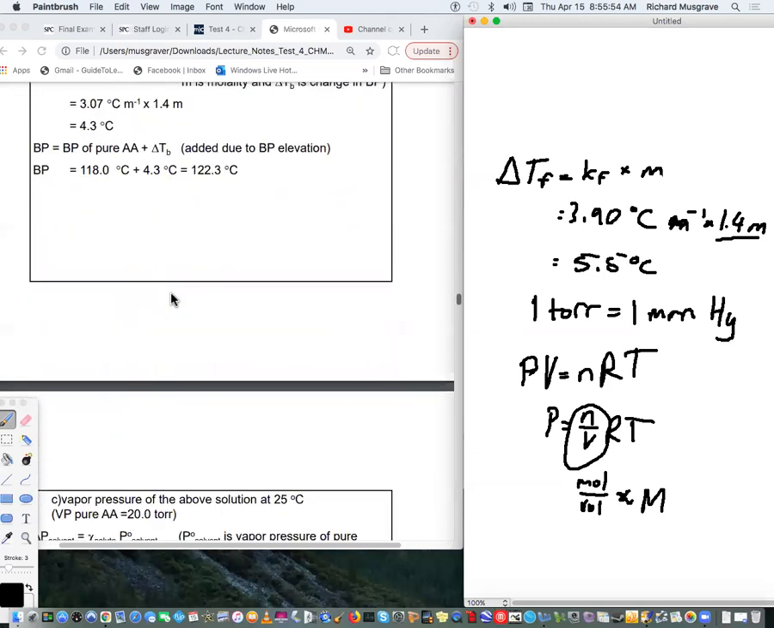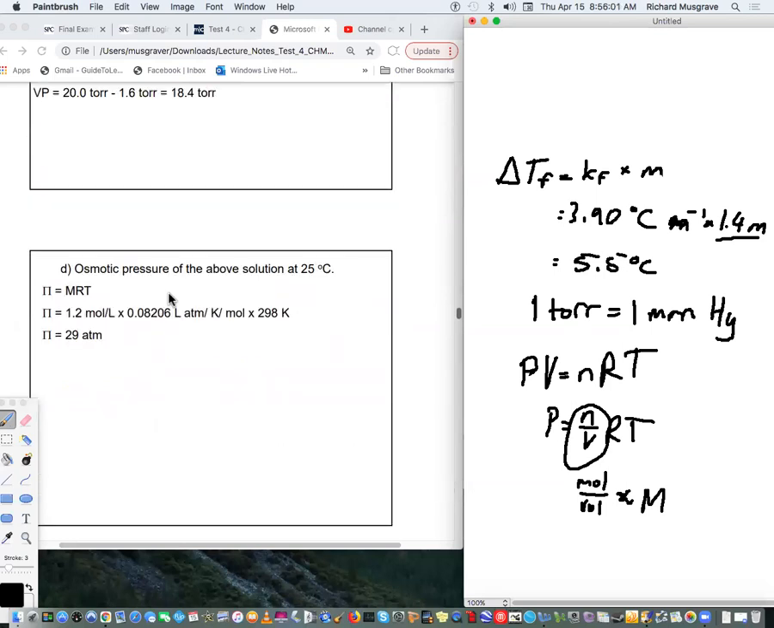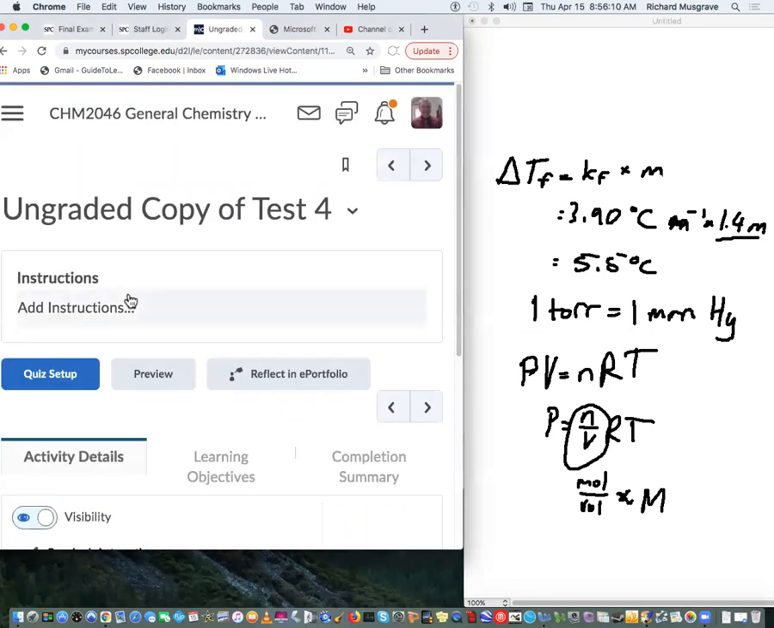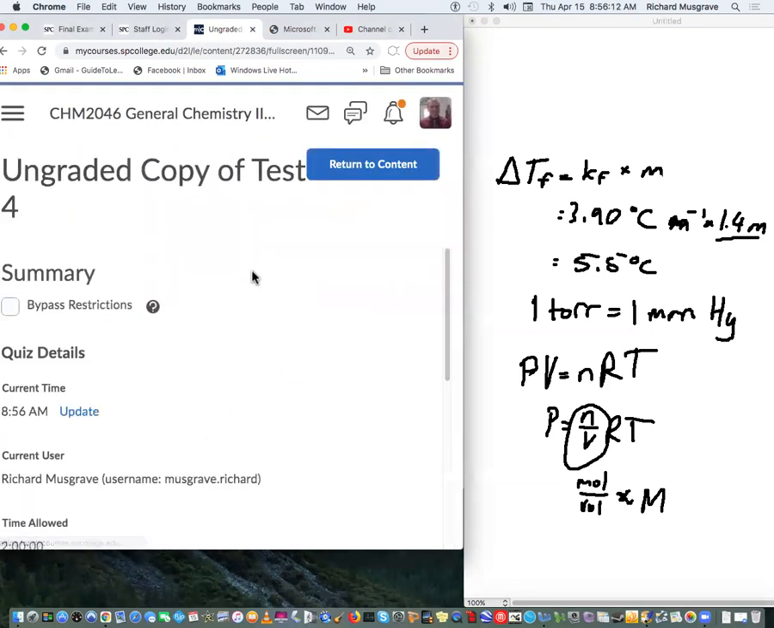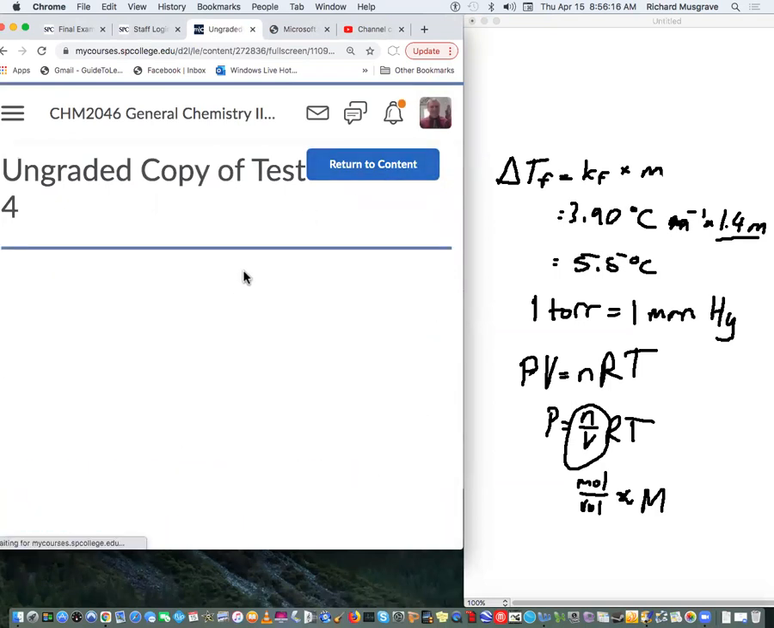Does anybody have any questions? All right, so that was it for that. Let's go take a look at the test here. And you can see the kinds of problems that you'll need to be able to look at.